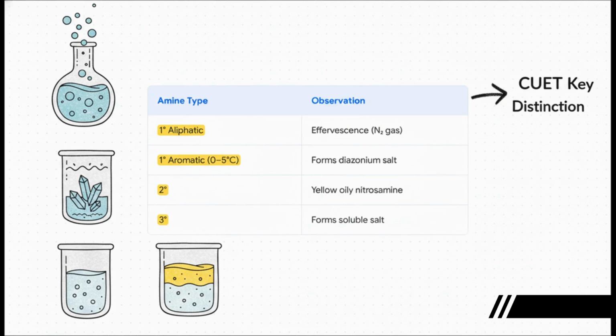That difference is critical. As for the others, a secondary amine gives you a yellow oily layer, and a tertiary amine just forms a soluble salt. The main takeaway for your exam is knowing the different results for the 2 types of primary amines.